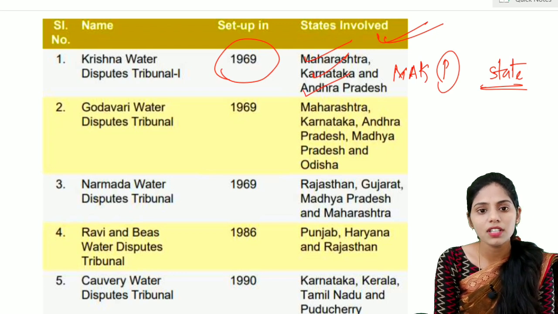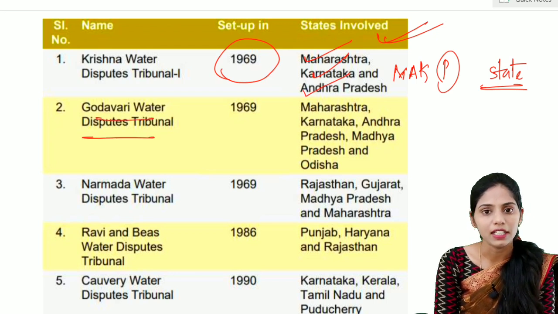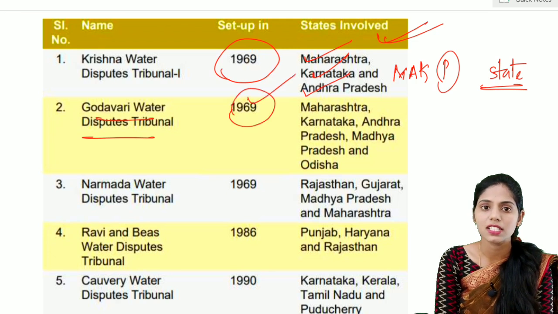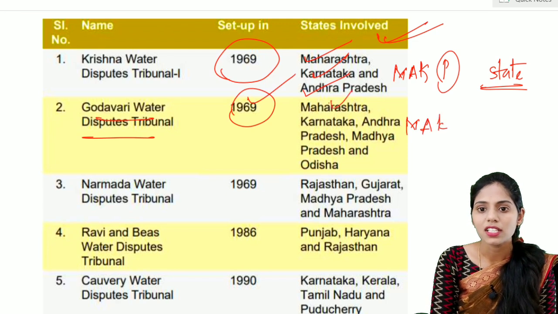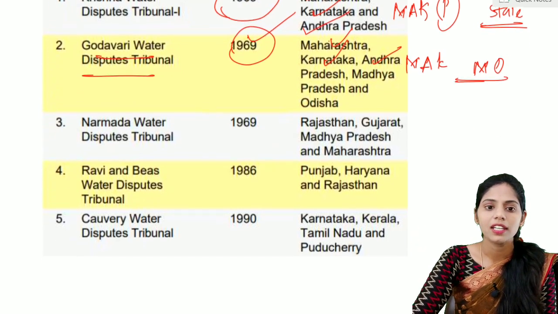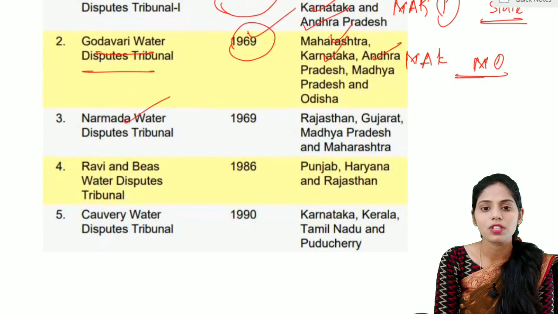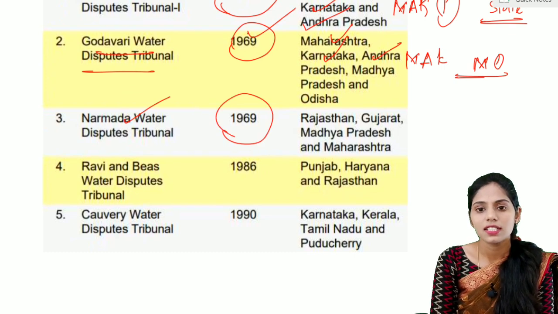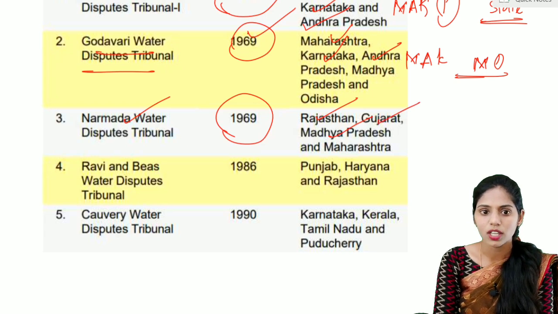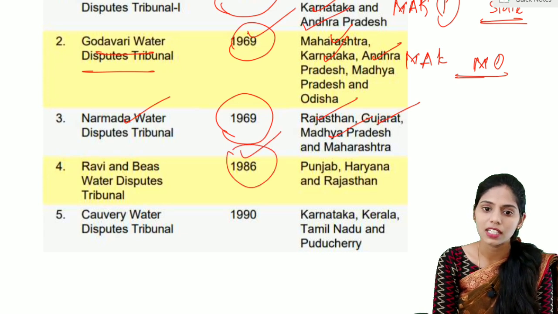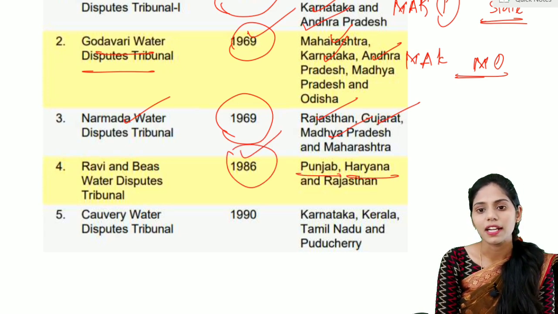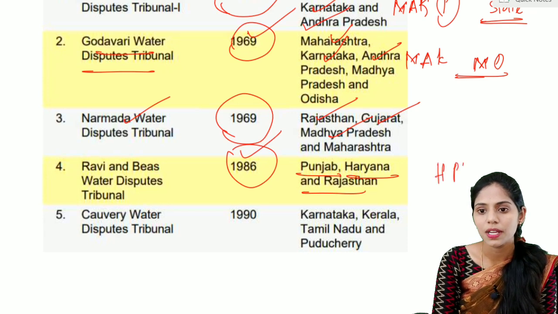Okay. And the next one is the Godavari Water Dispute Tribunal, also set up in the year 1969. The states involved are MAC, Maharashtra, Andhra Pradesh, Karnataka, and MO, that is Madhya Pradesh and Odisha. The next one is the Narmada Water Dispute Tribunal, again in 1969. The states included are Maharashtra, Madhya Pradesh, Gujarat and Rajasthan. And the next one is the Ravi Beas Water Dispute Tribunal. It was established in the year 1986 between the states Punjab, Haryana and Rajasthan, HPR.